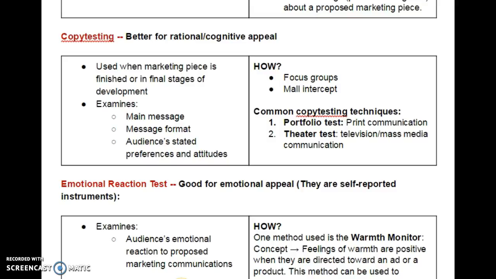Let's continue with the pre-test method. Copy testing, better for rational cognitive appeal. Used when the marketing piece is finished or in final stages of development. It examines main message, message format, audiences, stated preferences and attitudes. How? Focus groups, mall intercept. Common copy testing techniques: portfolio test, print communication, theater test, television mass media communication.